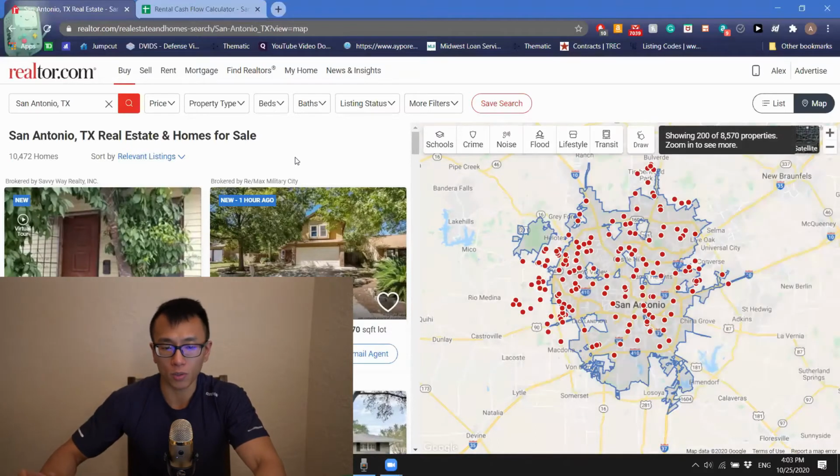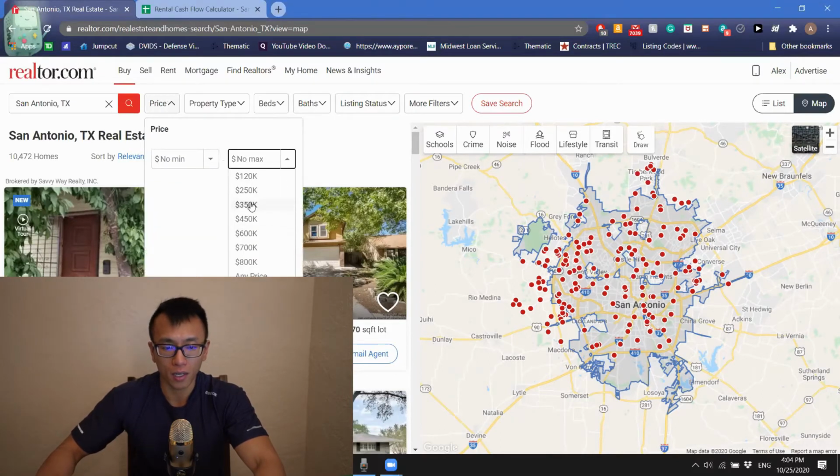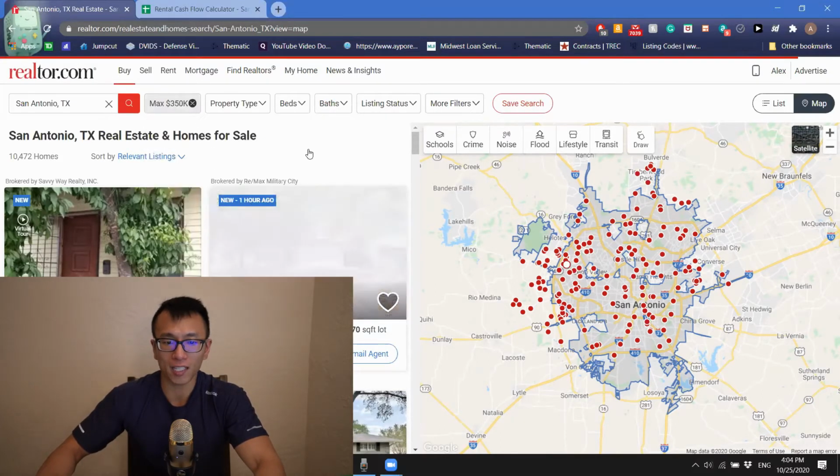What I want to do is reflect on my personal goals and what I want to buy. In many cases, I highly suggest you get a pre-approval letter so you can understand what your buying power is. The buying power is basically what you're able to spend on a certain property, so you know your limitations. For me, I got pre-approved for $350,000, and that is what I'm going to set as the maximum.